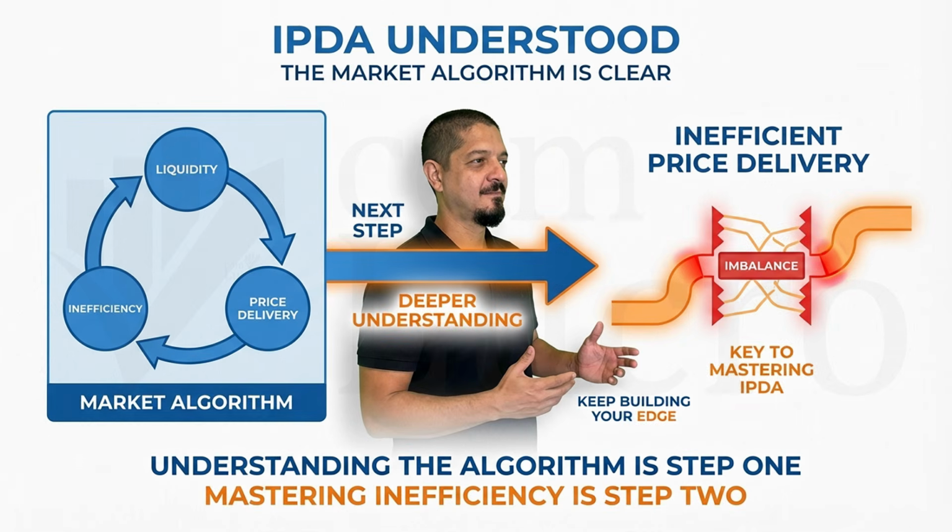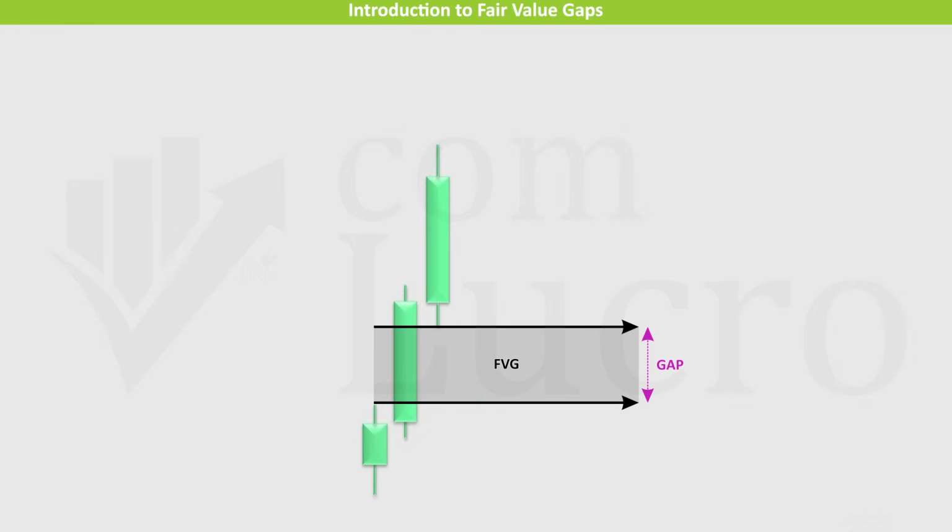So we have fully discussed the Interbank Price Delivery Algorithm and now understand the main algorithm that drives the market. In the next part of this video, we will explore the essential foundational concepts behind inefficient price delivery. These principles are crucial for mastering and truly understanding the Interbank Price Delivery Algorithm. Let us begin with the fair value gap, the most widely used and accessible tool within IPDA.